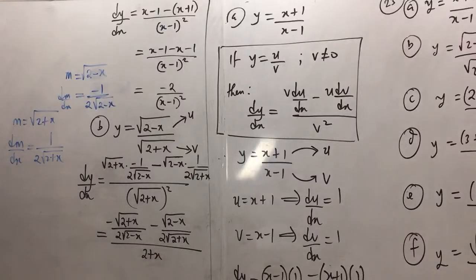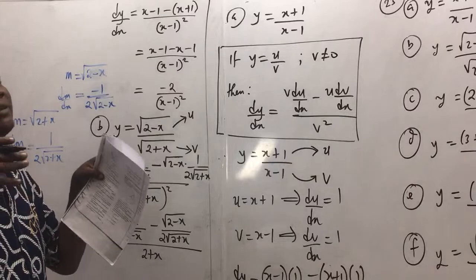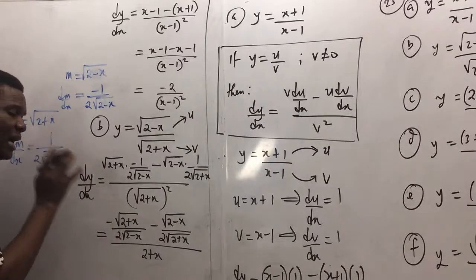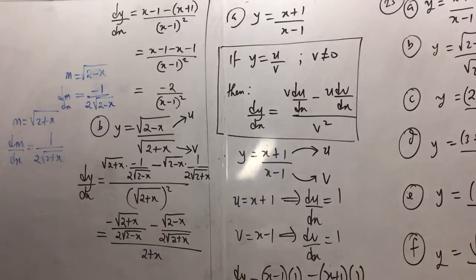If you choose to factorize your business, but at this point in time, once you are told to differentiate, nobody really needs you to simplify to the very last. Once you've been able to apply the rule and simplify at least a little bit, we are okay. Okay? Let's go over to question C.